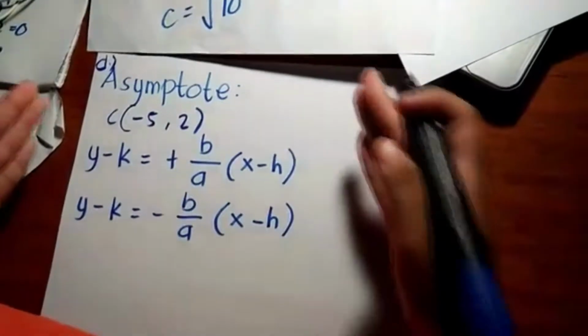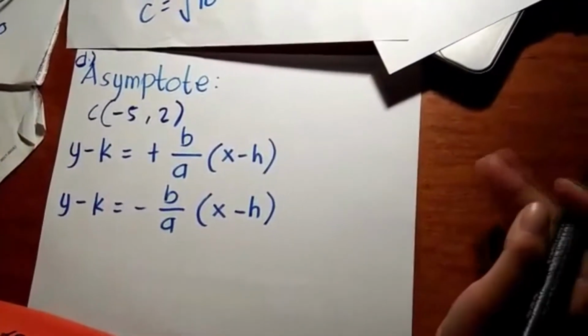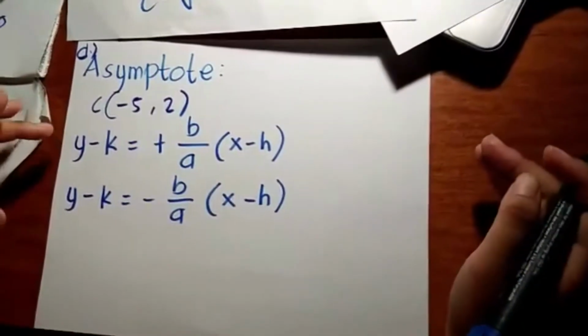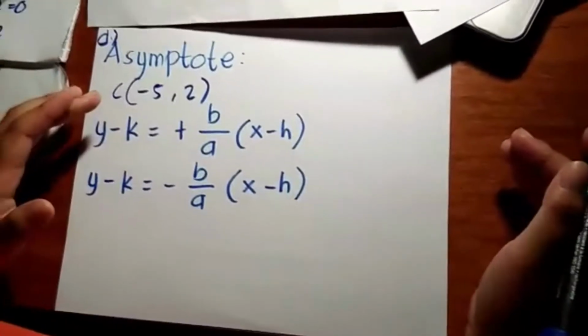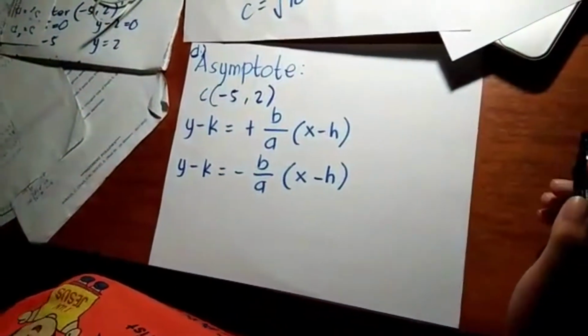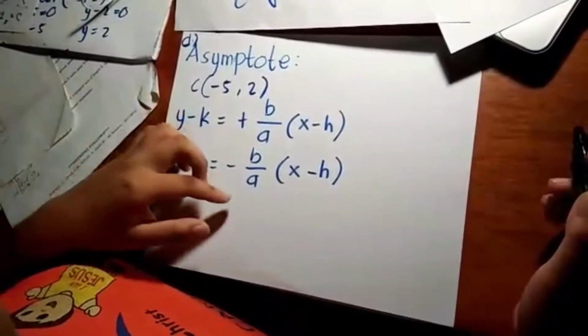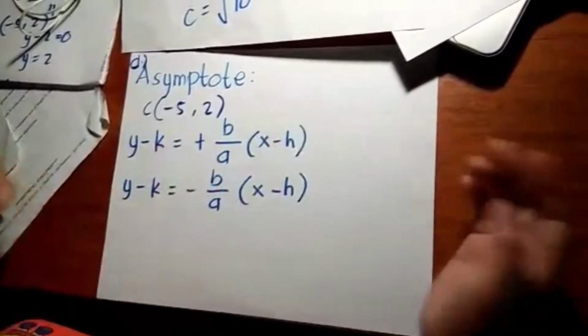Then our asymptote, these are our formulas. Y minus k is equal to plus b over a times x minus h. This asymptote is going like this from our left to the right. It never intersects our hyperbola. Same goes for y minus k is equal to negative b over a times x minus h, which our asymptote would be from our right to the left.